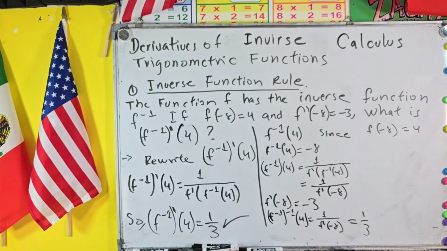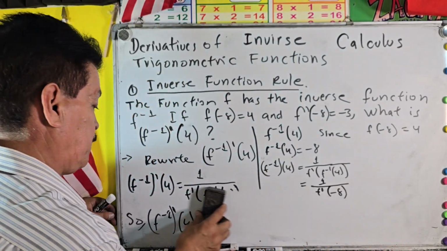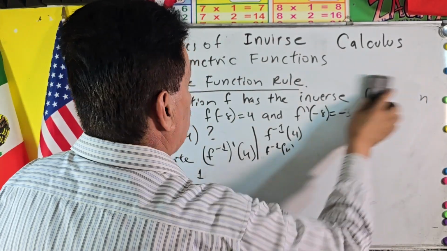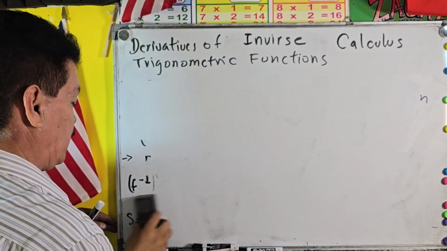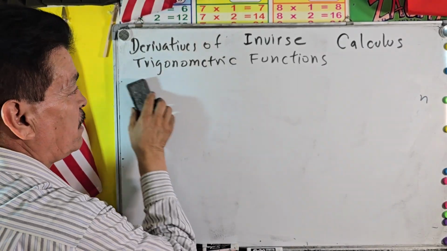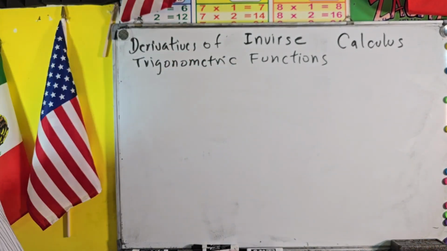All right. So I will continue with the second one. This was the inverse function rule. Just apply the formula. I already gave you the formula, right? Just substitute the numbers. That's it. It's nothing difficult. It's very simple.